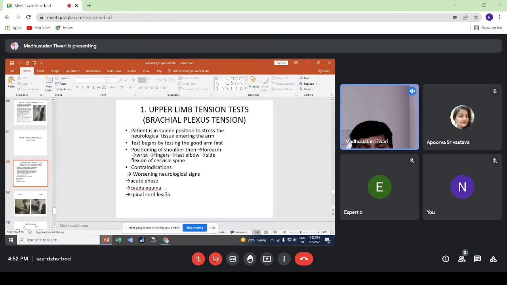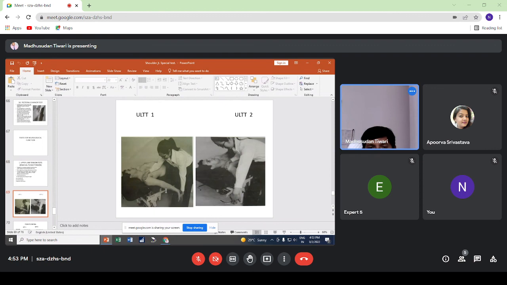Then also in the acute phase, when pain level is very high. In case of cauda equina, where there are cord injury symptoms, spinal cord injury lesions, we should avoid this test.